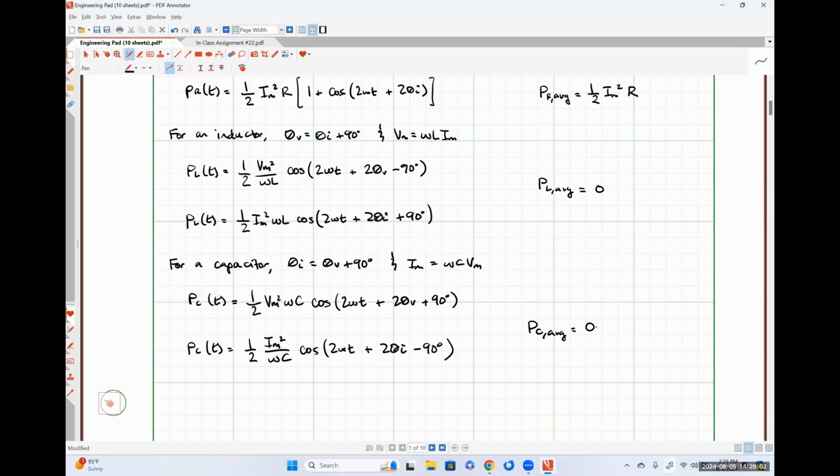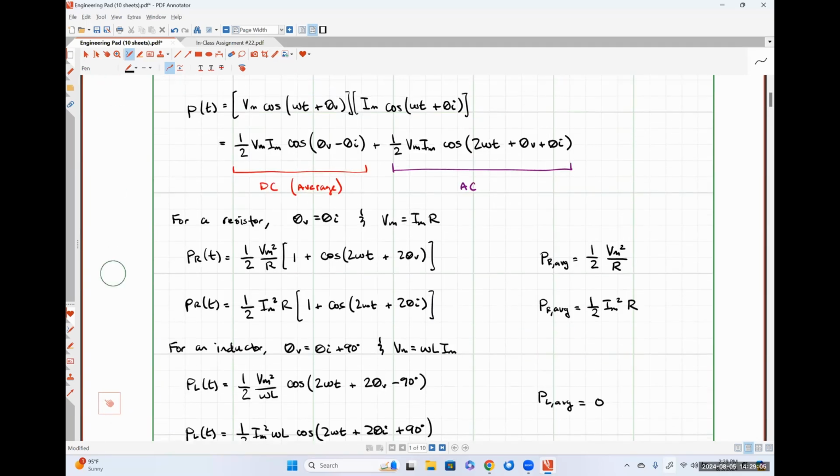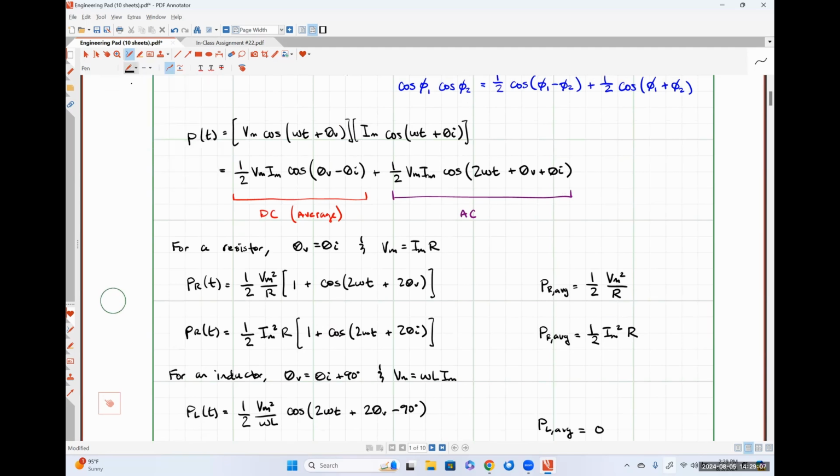So just to recap what I've talked about thus far, this expression right here, and I'm about to box it in, is valid for literally any circuit element in a steady state sinusoidally excited system. Okay. So we can technically use this single equation for everything, and we will be correct 100% of the time.